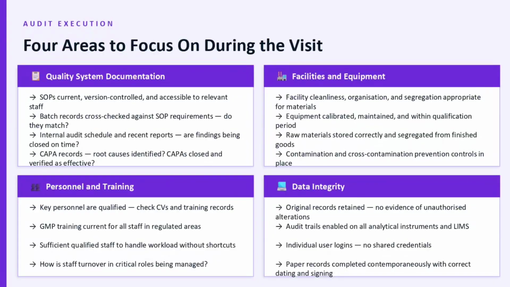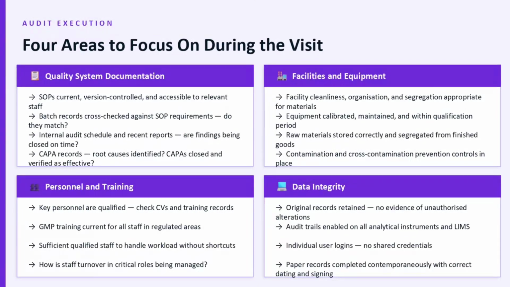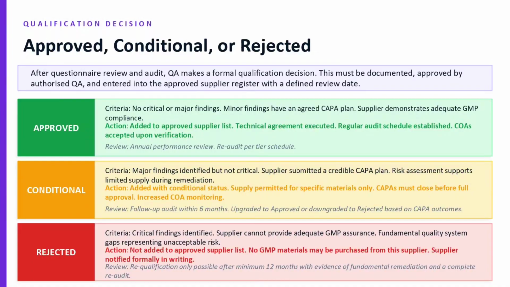During the audit, take detailed notes. Record document titles and version numbers, equipment IDs, batch numbers, and analyst identifiers. The specificity of your notes determines the quality of your findings. After completing the questionnaire review and the audit, QA makes the formal qualification decision. There are 3 possible outcomes.